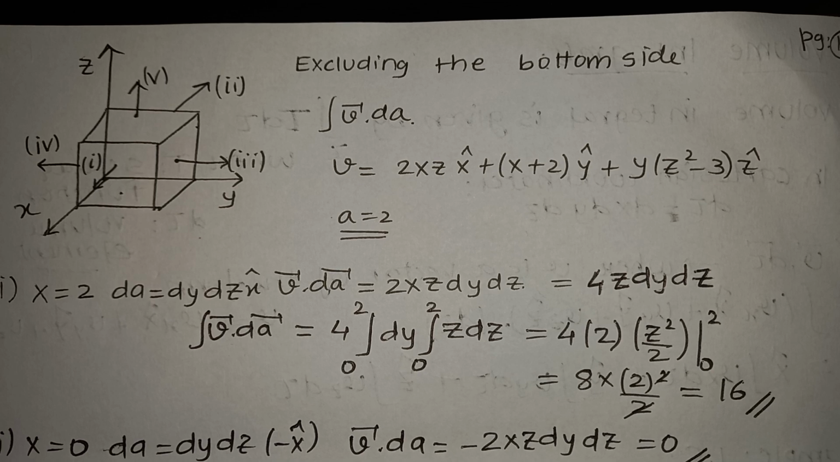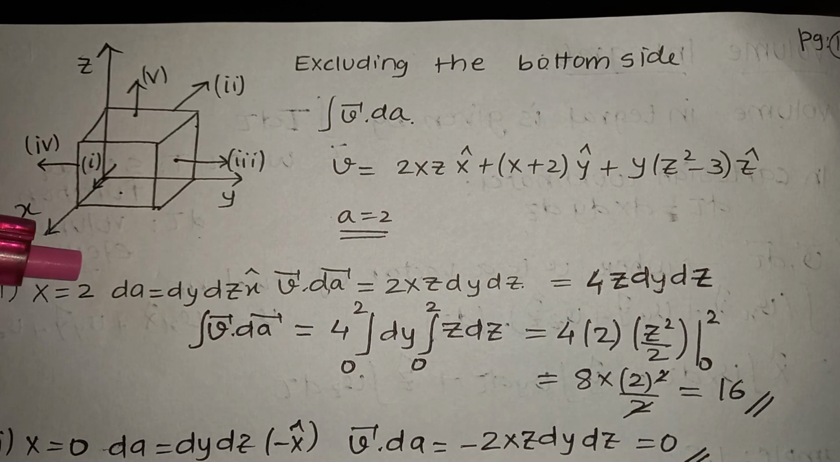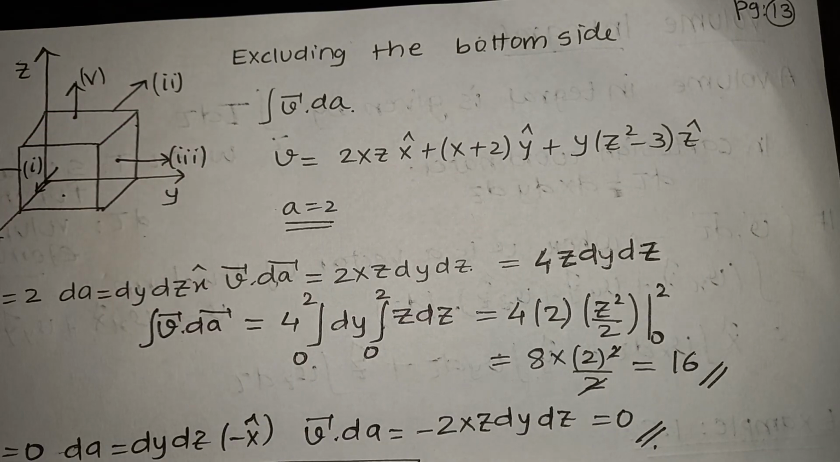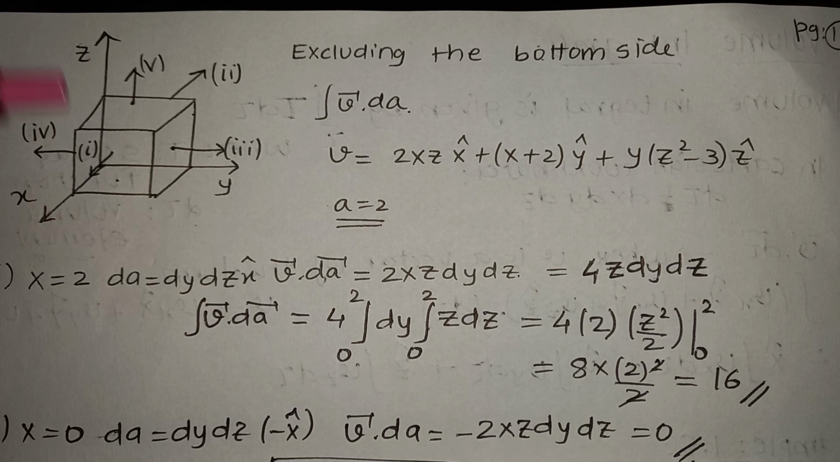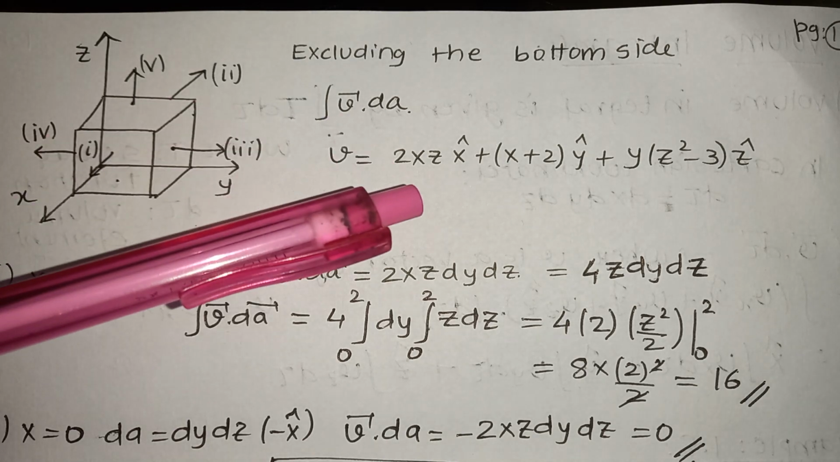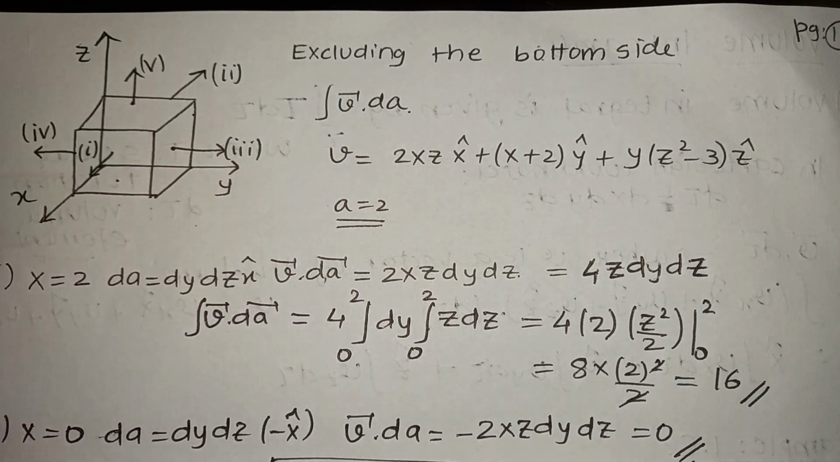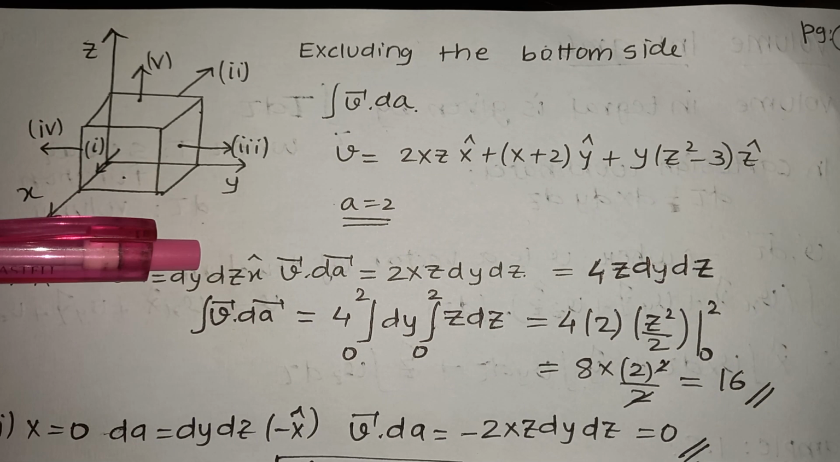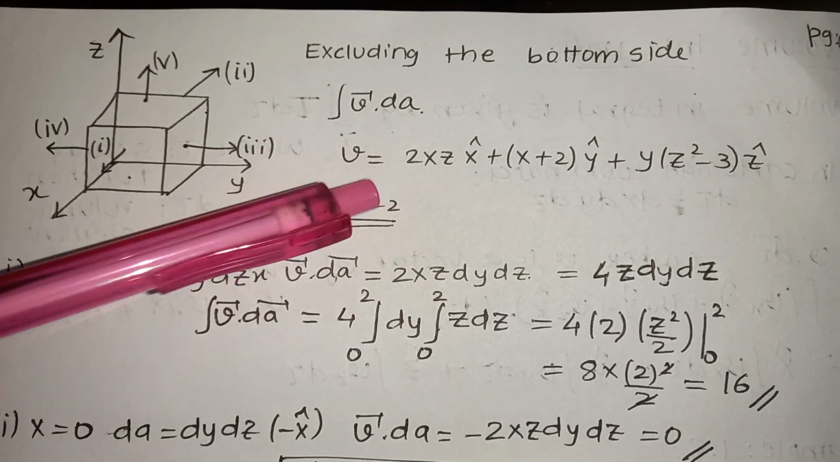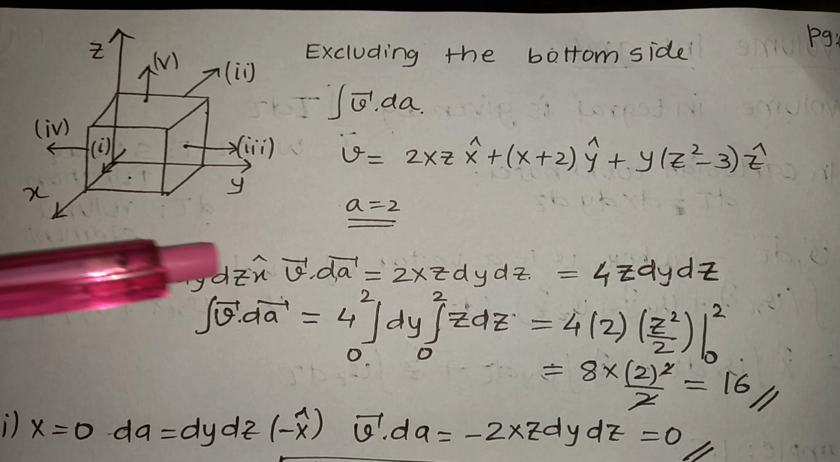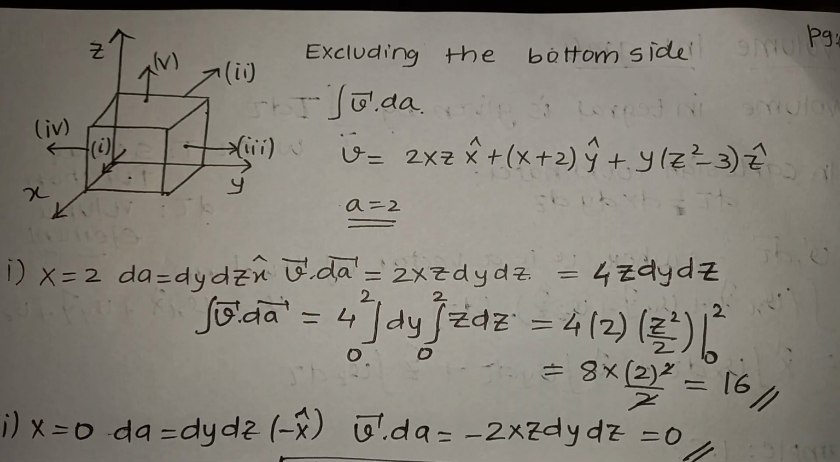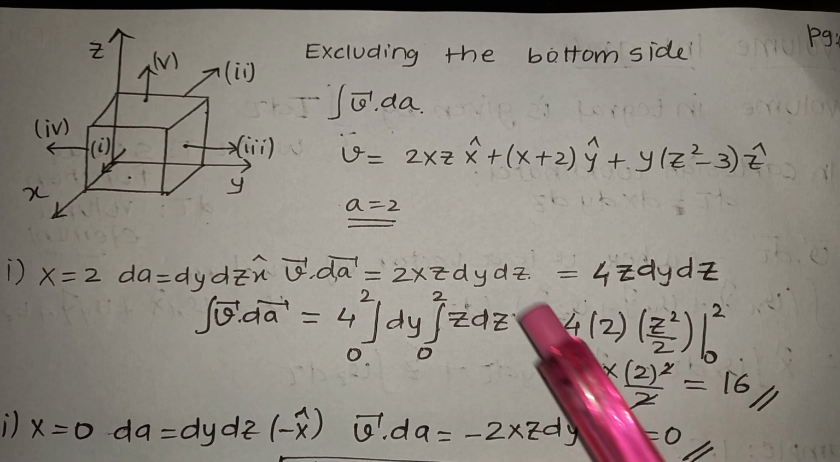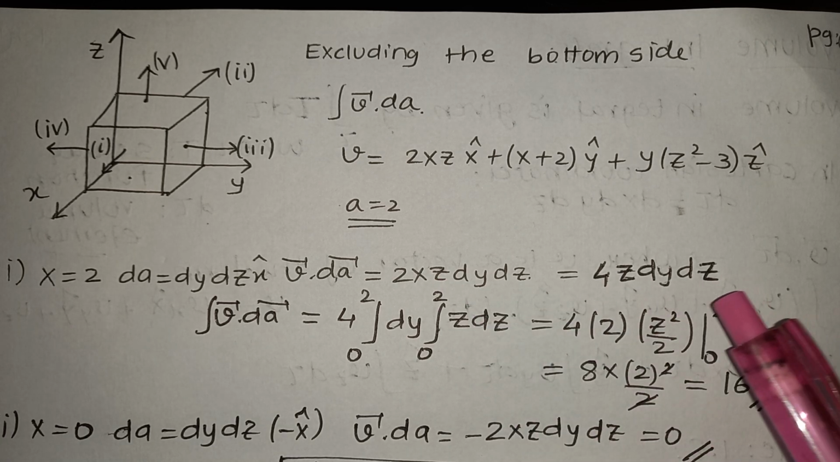Let's now solve the problem. Here you have this cube and we have 5 faces. This is face 1, face 2, face 3, face 4, and this is face 5, which is in the upward direction. Excluding the bottom side, we have the integral of v dot dA. V is this function and a is equal to 2. For x equal to 2, we have dA equal to dy dz x cap. So v dot dA is this v, and dA is pointing in the x direction. So we have 2xz dy dz, and with x equal to 2, it becomes 4z dy dz.